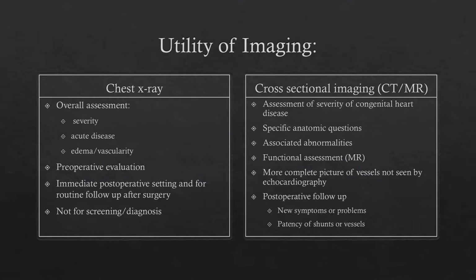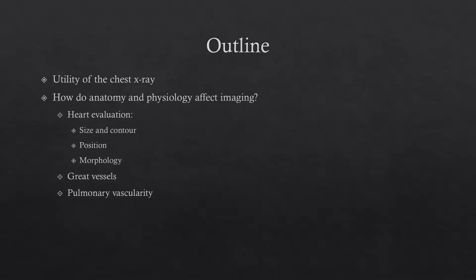CT and MR have an increasingly important role in pediatric cardiac imaging. They are able to assess the severity of disease and answer specific anatomic questions, such as how tight a stenosis actually is. They are able to look for associated abnormalities and for a more complete picture of all the vessels in the chest, some of which may not be well seen by echo. And finally, they can be useful for postoperative follow-up, to look for new problems, assess function, or confirm patency of shunts, for example.